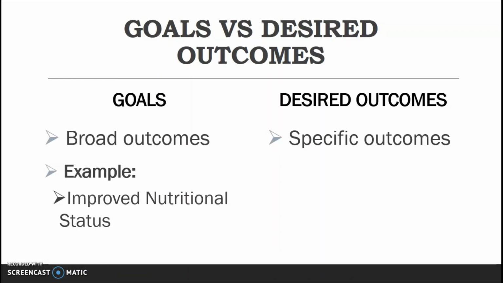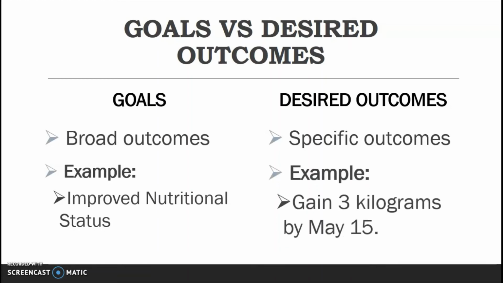It is more on goal because when you talk about nutritional status, this is actually a vague concept. Napakalawak po ng konsepto ng nutritional. So it goes with the food, it goes with the lifestyle, it goes with the activity na ginagawa mo. While specific outcomes, example is that the patient will gain 3 kilograms by May 15. And if you try to compare the two, desired outcomes are more specific because you will be able to identify, okay, kung ano talaga yung nagbago. Unlike dun sa improved nutritional status, like I said, it's really vague.